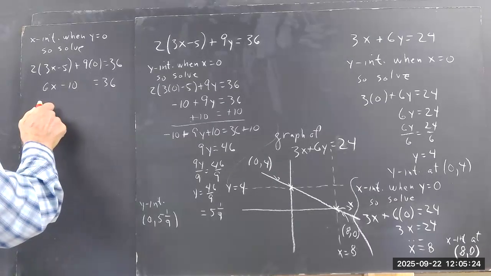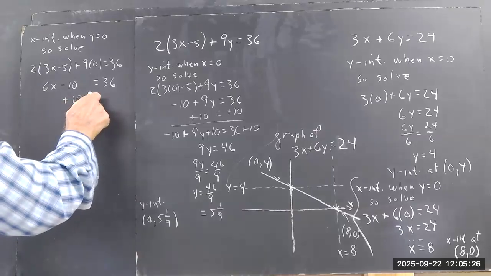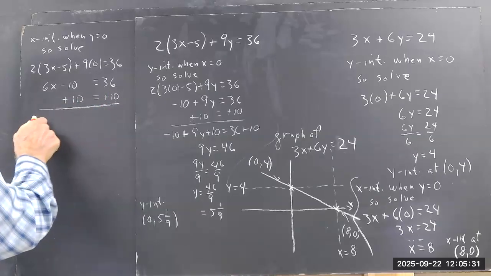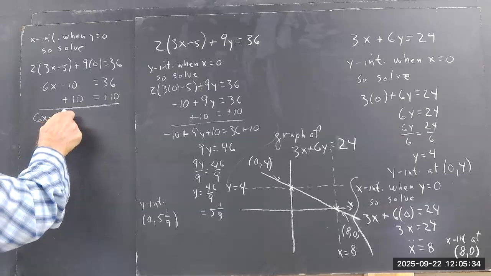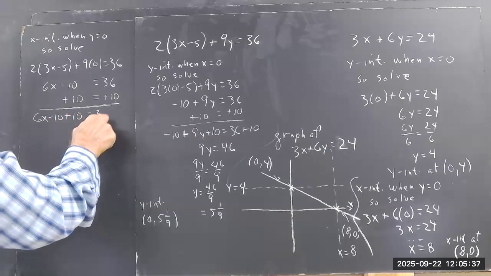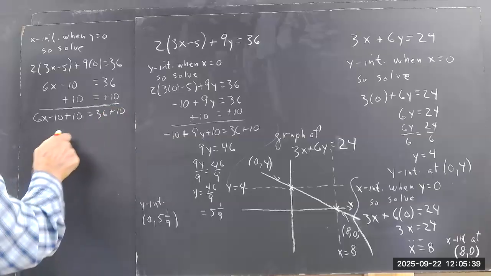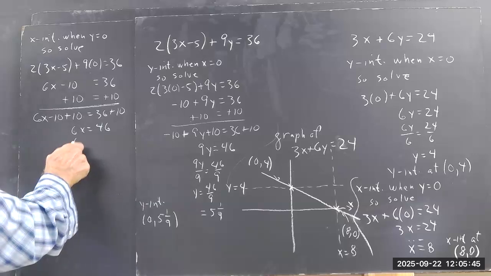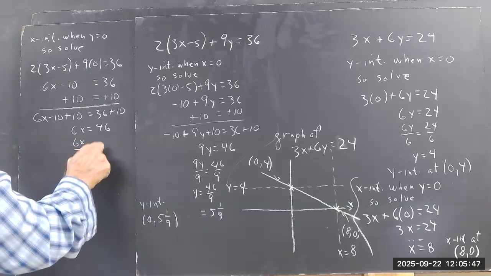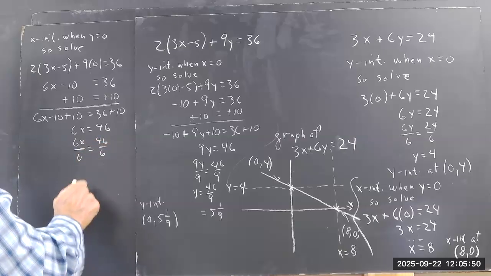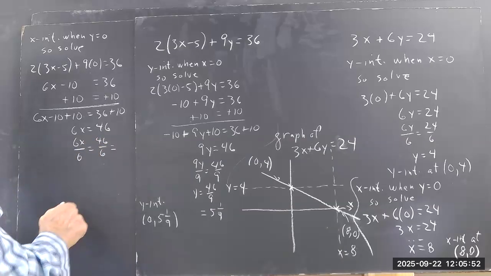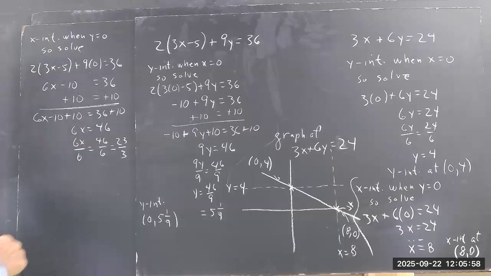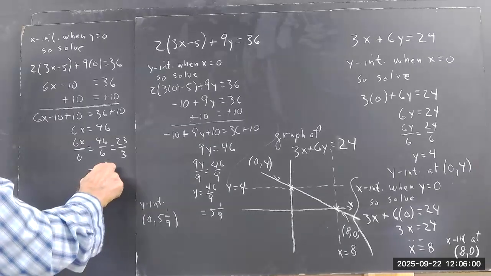So we add 10 to both sides. And we get 6x minus 10 plus 10 equals 36 plus 10, or 6x equals 46. So that 6x over 6 equals 46 over 6. Now that does reduce. That reduces to 23 over 3. And that equals 7 2/3.